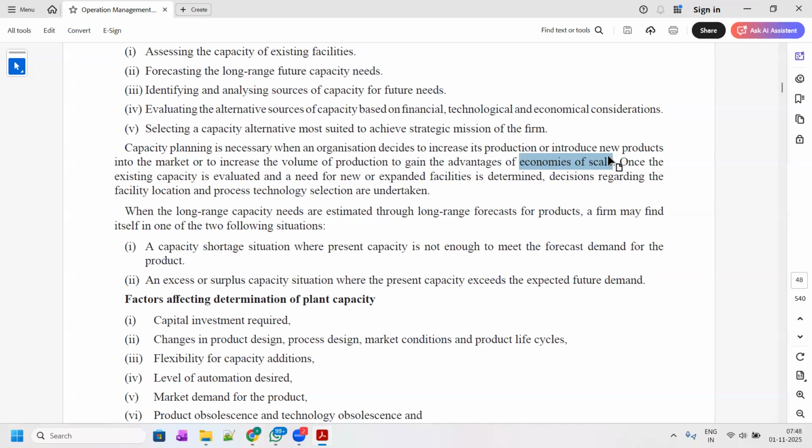But initially, as a firm, you need to talk about capacity planning, which is needed whenever the company plans to increase production, launch a new product, or expand its facilities. After evaluating the current capacity, decisions should be made about new locations or technologies if expansion is required. But no company wants to expand easily, because any expansion requires huge investment.